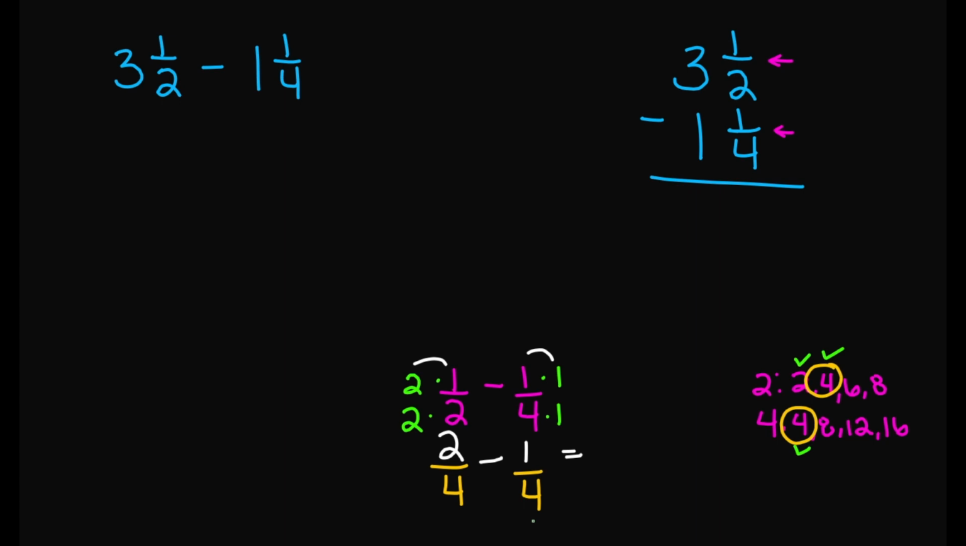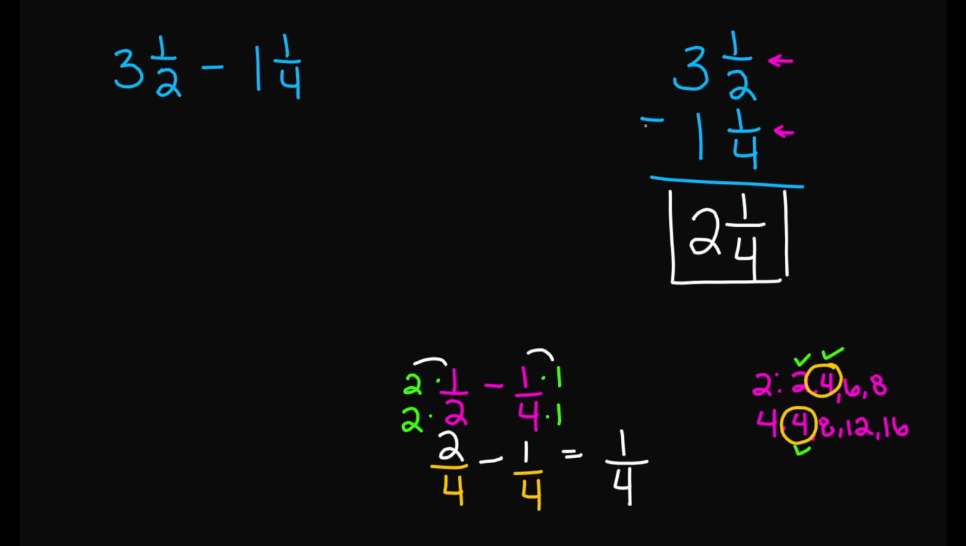Now that my denominators are the same, I can go ahead and just subtract my numerator. So my numerator is going to be 1, and then my denominator is going to stay the same as 4. So when we subtract 1/2 minus 1/4, you're going to get 1/4 here. And then when we subtract our whole numbers, so 3 minus 1, this is going to equal 2. So your final answer here is 2 1/4.